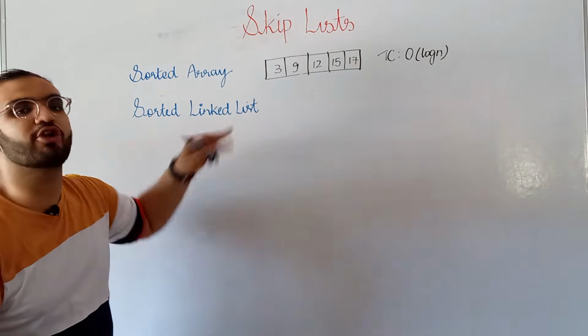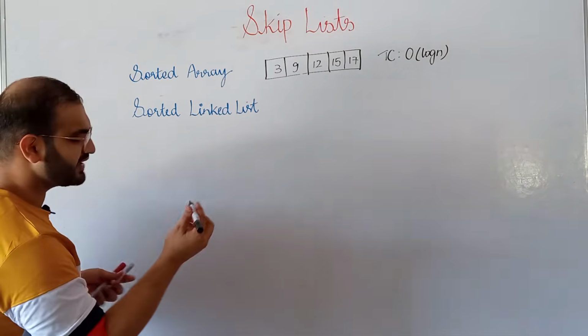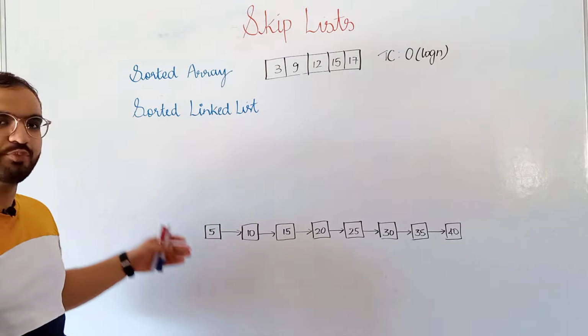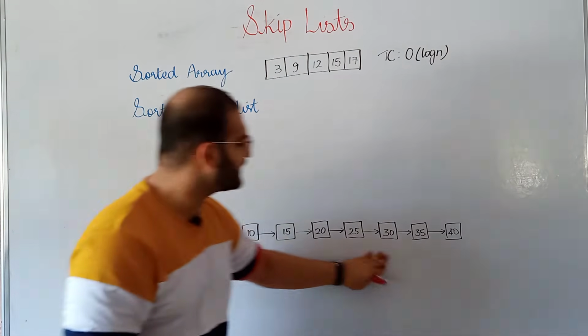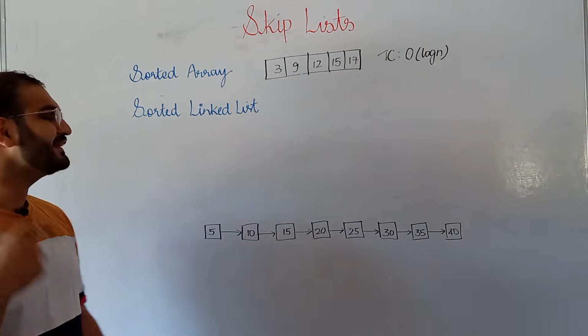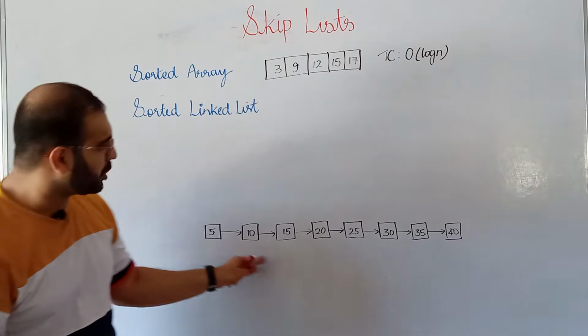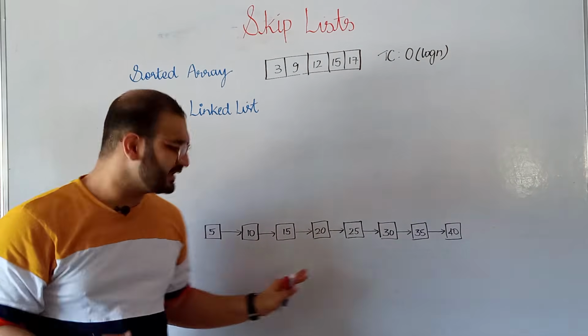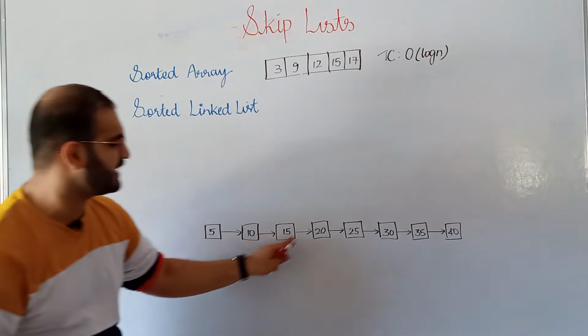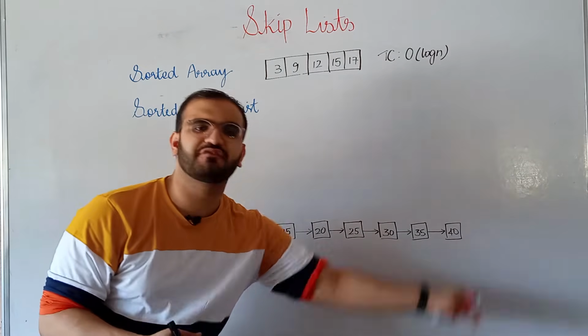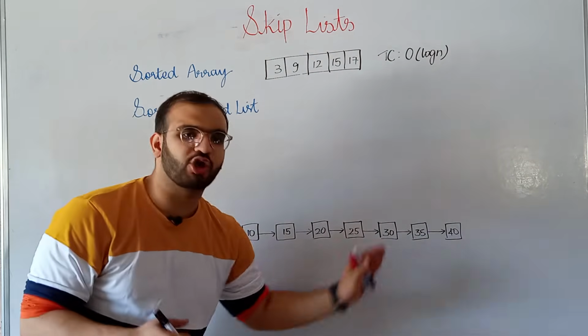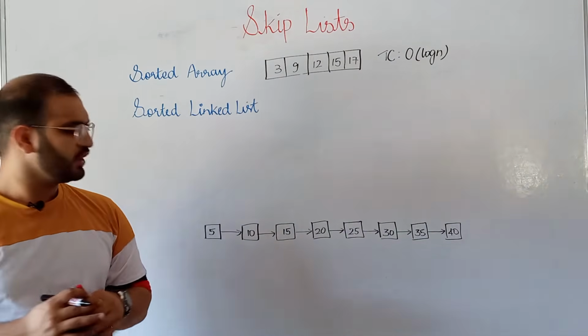What about a sorted linked list? So let us take a sorted linked list. So suppose you have got this sorted linked list. So what will be the time complexity of the search operation in this sorted linked list? As you can see, 5, 10, 15, 20, 25, 30, 35, 40. All the elements are sorted in this linked list.